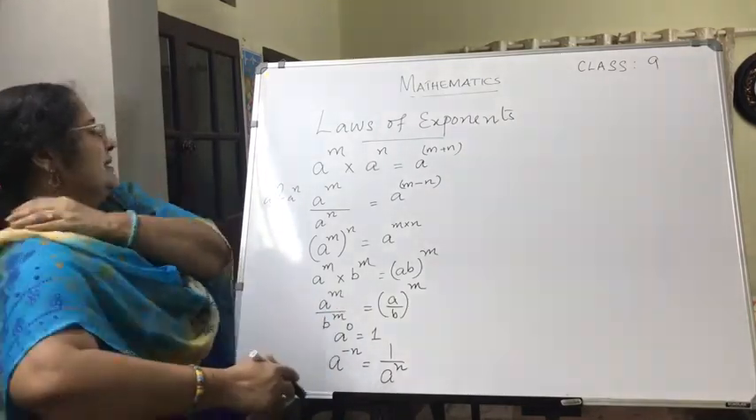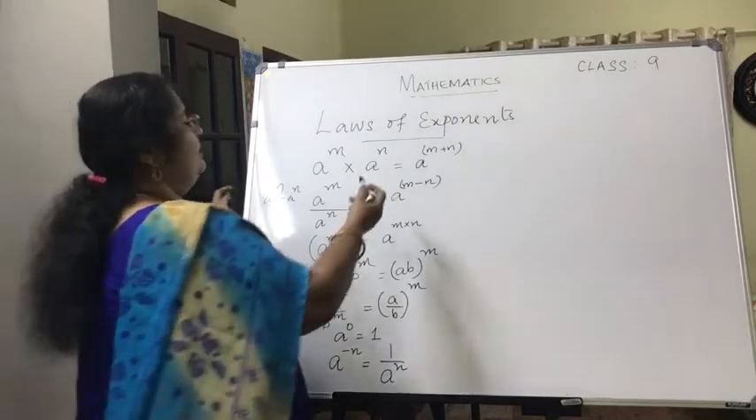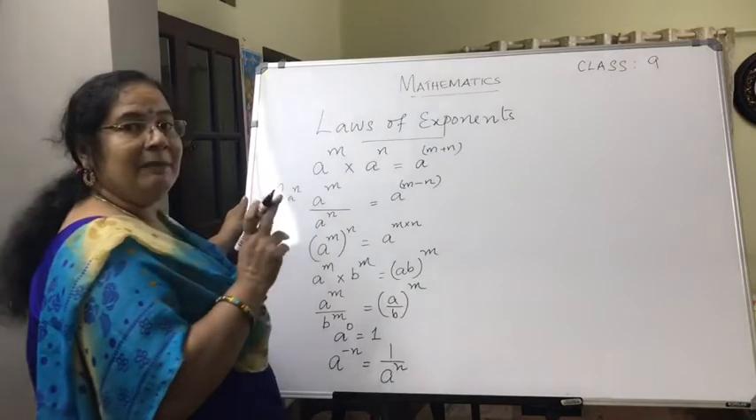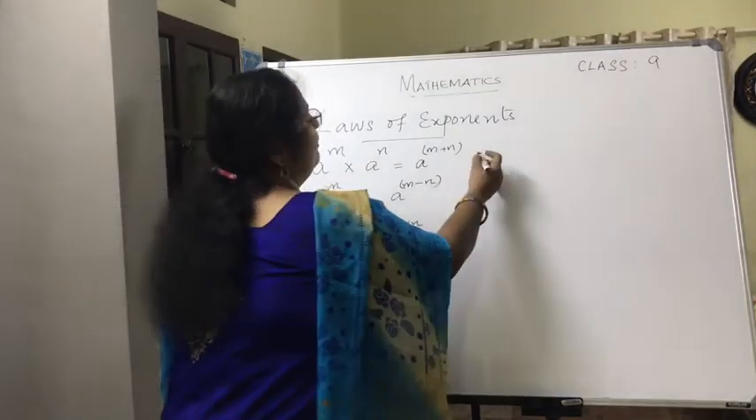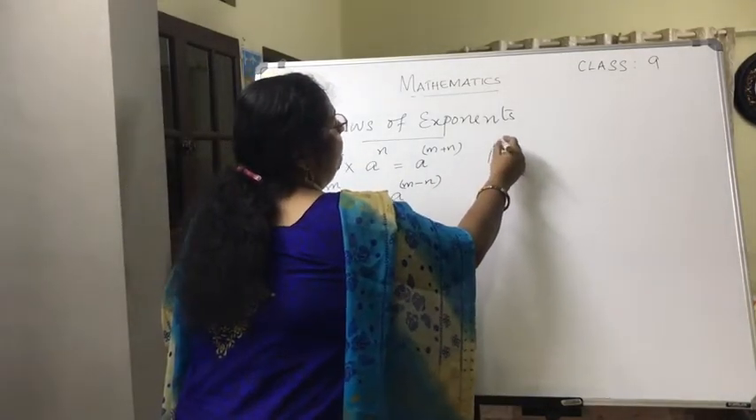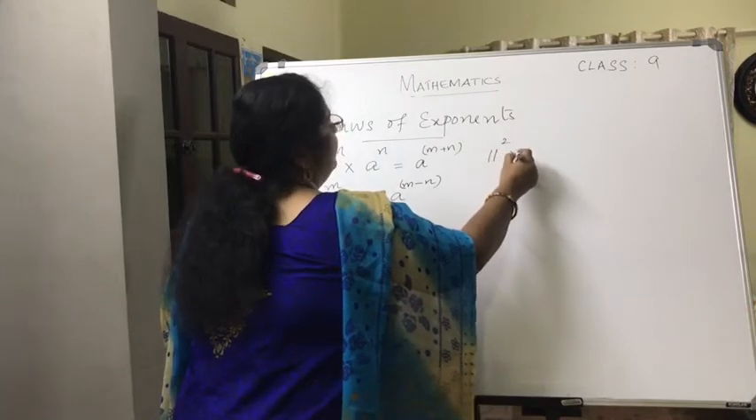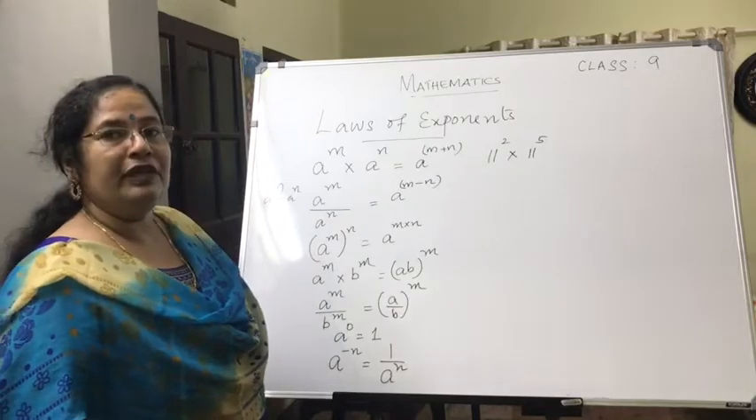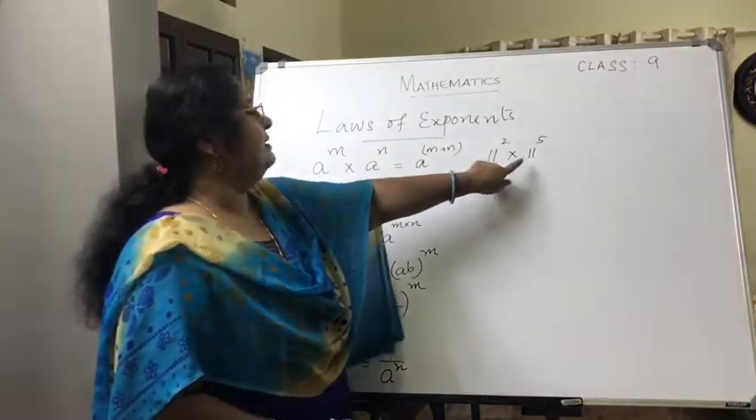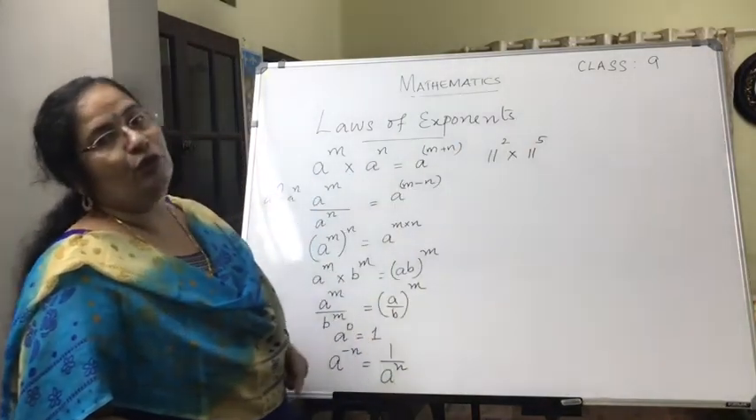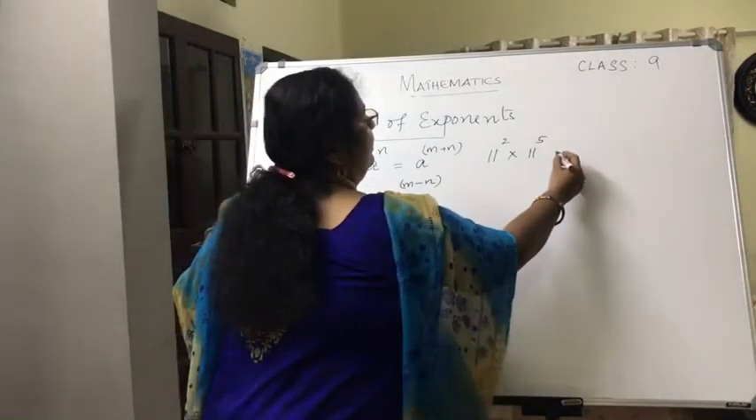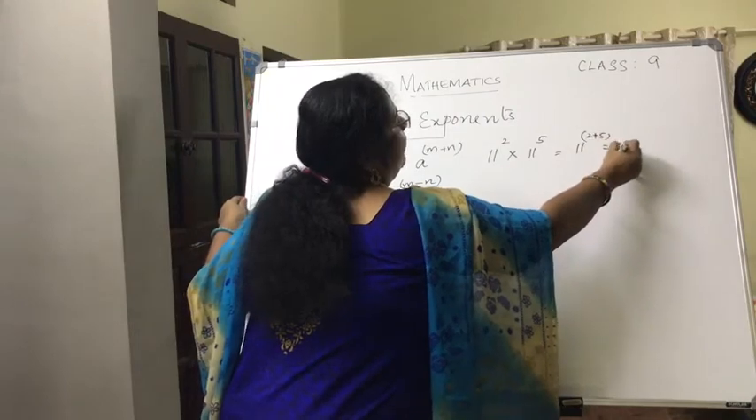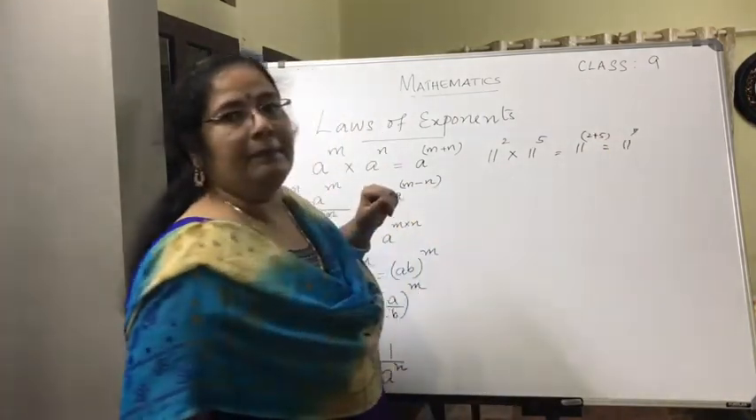Now some examples let me give for this. A raised to m into a raised to n is equal to a raised to m plus n. Applying this, for example, suppose you have 11 raised to 2 into 11 raised to 5. The base is the same, powers are different. So what you will do? This will be equal to 11 raised to 2 plus 5, or 11 raised to 7.